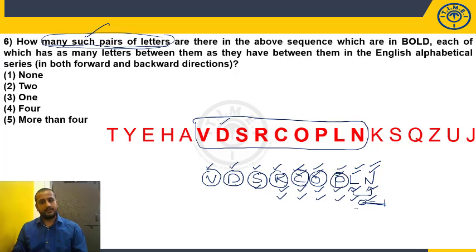O, P. Yes, it is perfectly matching. So one pair is OP in the forward direction. O, P, Q, R. No, not matching. Next, start with P. P, Q, R. No, not matching. L, M, not matching. N, no such letter. Fine, in the forward direction. So in the forward direction we have only one pair.